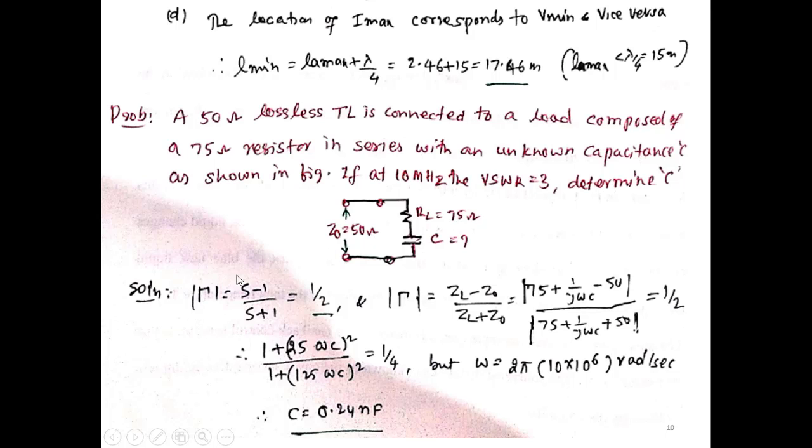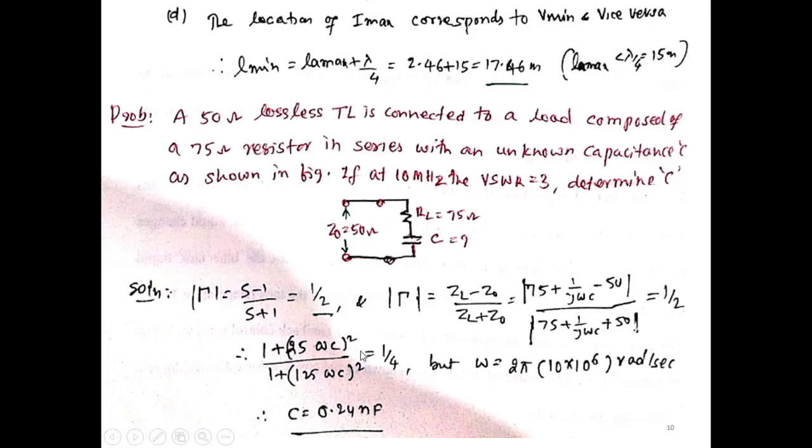We know that the reflection coefficient is equal to (S minus 1) divided by (S plus 1). So you get here 1 by 2, because VSWR is given as 3, you get 3 minus 1 is 2, 3 plus 1 is 4, therefore 2 by 4 is 1 by 2. And the reflection coefficient is also equal to (ZL minus Z0) divided by (ZL plus Z0). So ZL is given as 75 plus XC, that is 1 by j omega c, minus 50, over 75 plus 1 by j omega c plus 50. But the reflection coefficient magnitude is equal to 1 by 2.